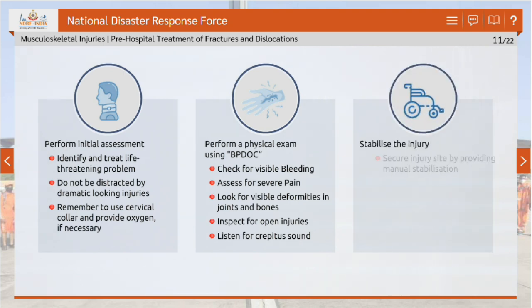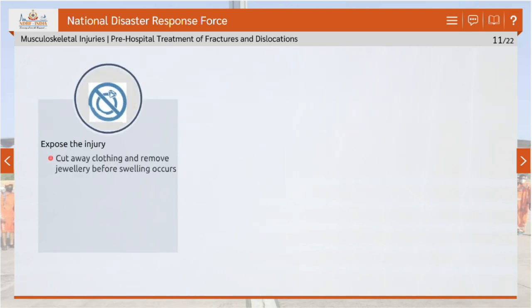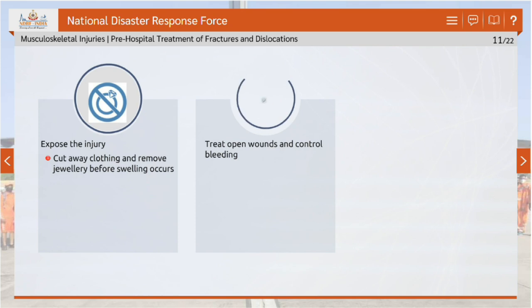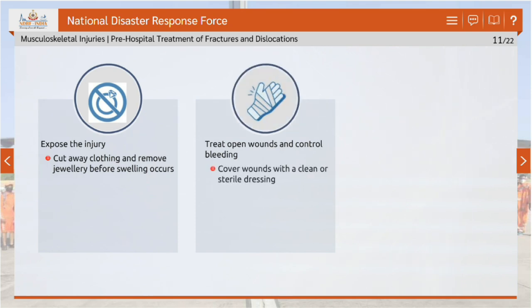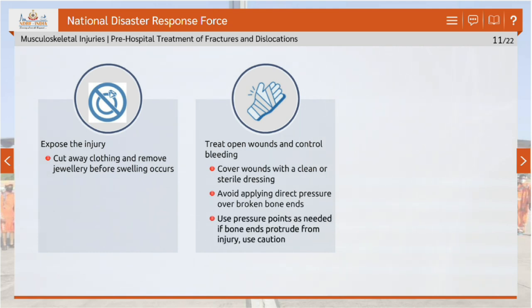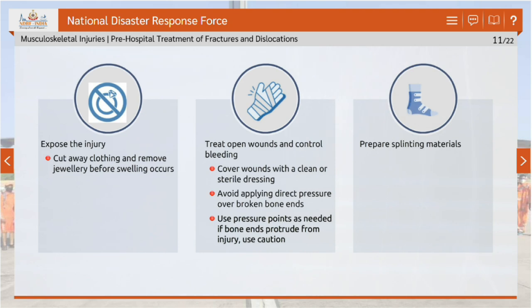Stabilize the injury, secure injury site by providing manual stabilization, maintain stabilization until proper immobilization, expose the injury, cut away clothing and remove jewelry before swelling occurs, treat open wounds and control bleeding, cover wounds with a clean or sterile dressing, avoid applying direct pressure over broken bone ends, use pressure points as needed if bone ends protrude from injury. Be careful. Prepare splinting materials.